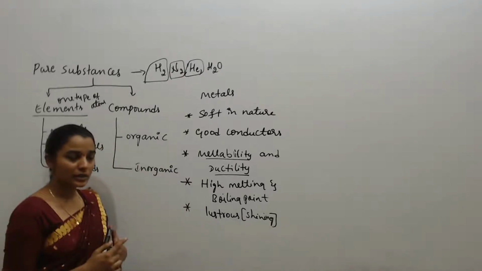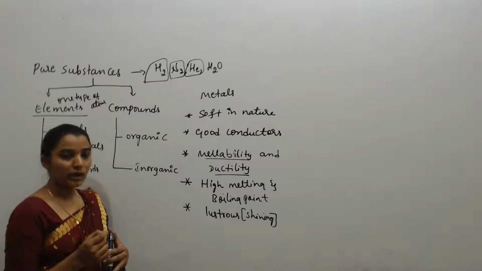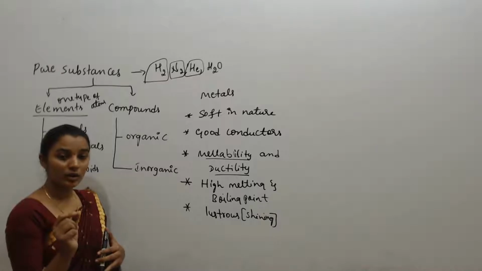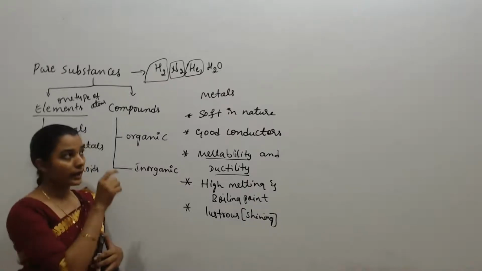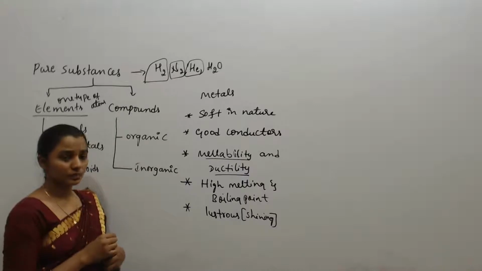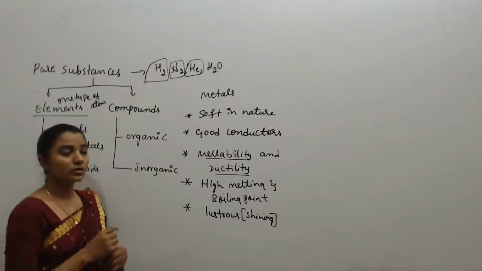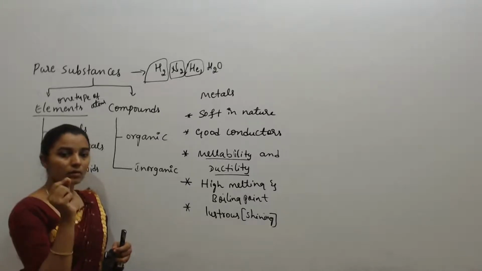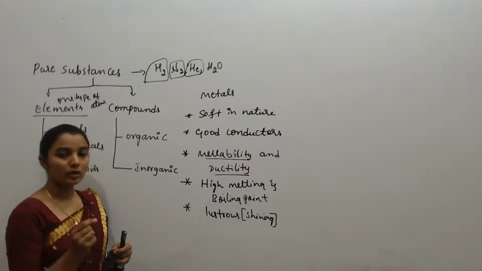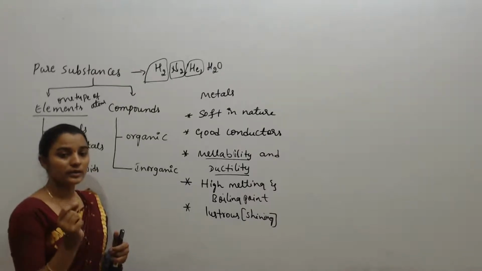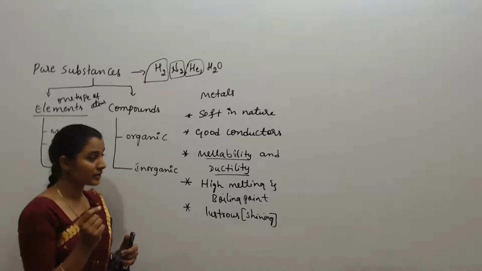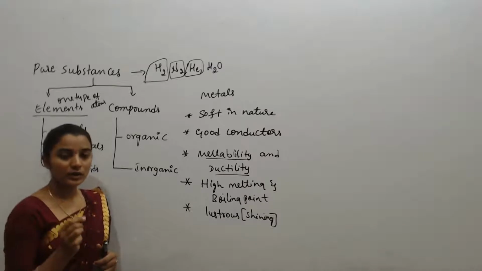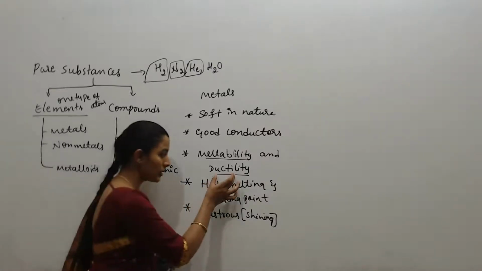What does ductility mean? In an electric wire, if you remove the outer covering, inside we will get thin brown or copper-colored threads, small strings of metal. If a metal is made into small threads, that is called ductility.